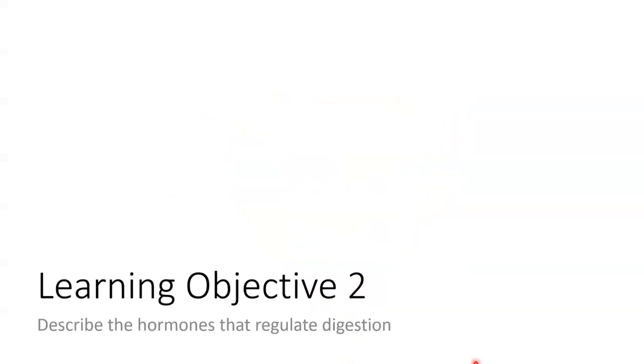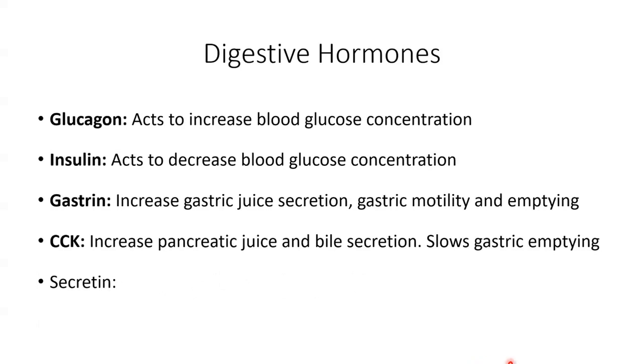And the last learning objective, which is a little bit of a throwback to the organ system that we covered in the last lecture, is to describe the hormones that regulate digestion. There are lots of hormones that play a role in the functioning of the gastrointestinal system. Two that we have talked about before are glucagon and insulin.